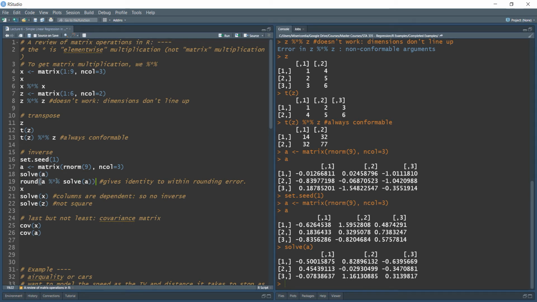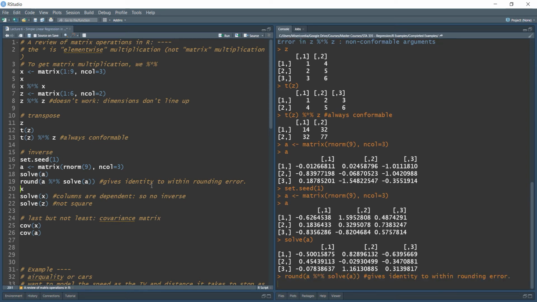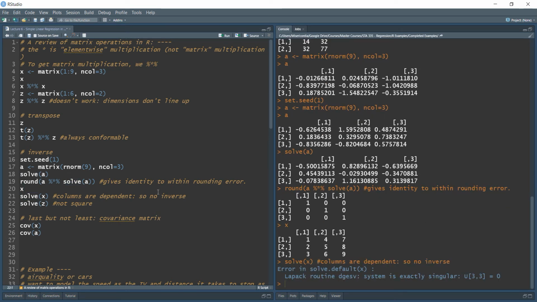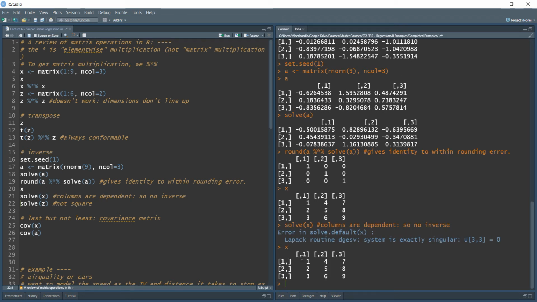So recall that when we multiply any matrix times its inverse, that gives us the identity matrix. So when we multiply A times the inverse of A, that gives us the identity matrix. Now for a square matrix, so for x, because the columns are not linearly independent, that is, column 2 is just column 1 plus 3, and column 3 is column 1 plus column 2, or excuse me, column 2 is column 3 minus column 1, and column 3 is column 1 plus column 2.